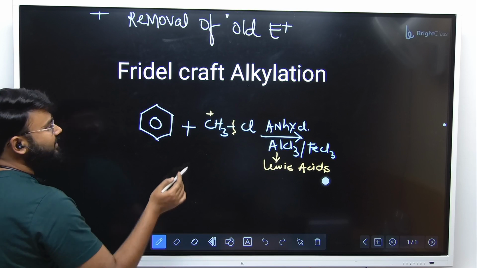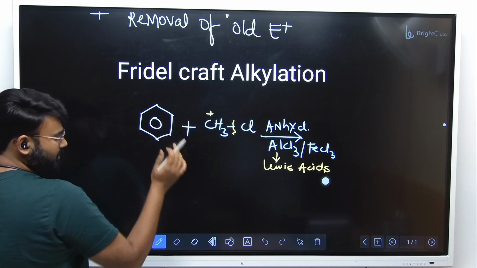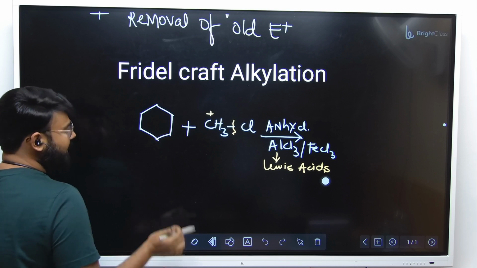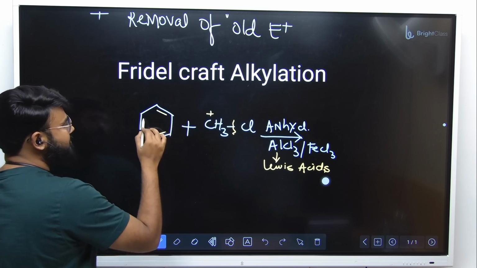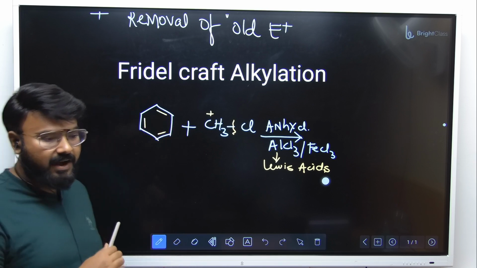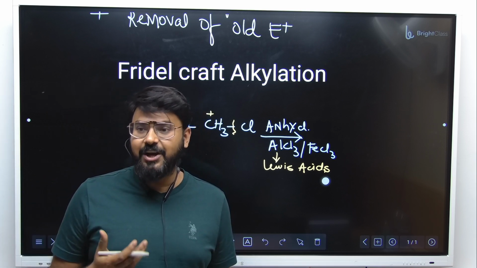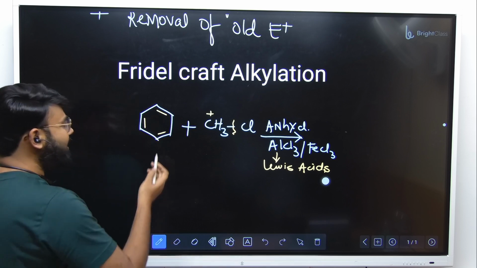Now what will happen? This electrophile, you know these double bonds, guys, please see here. The benzene has alternate double bonds, right? These pi electrons are electron rich species. You know they are nucleophiles. What are they? Nucleophile.